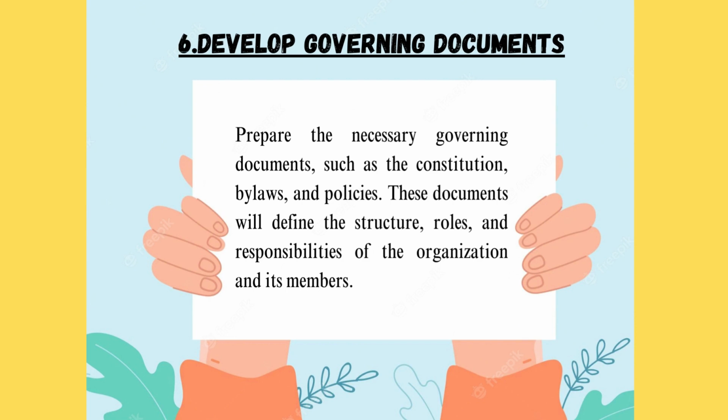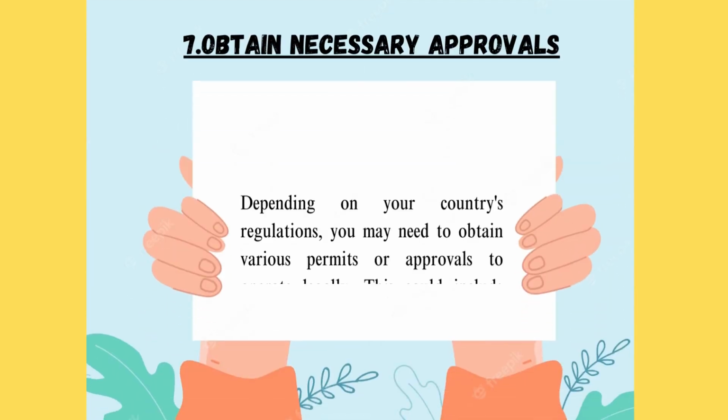Number 6. Develop governing documents. Prepare the necessary governing documents such as the constitution, bylaws, and policies. These documents will define the structure, roles, and responsibilities of the organization and its members.